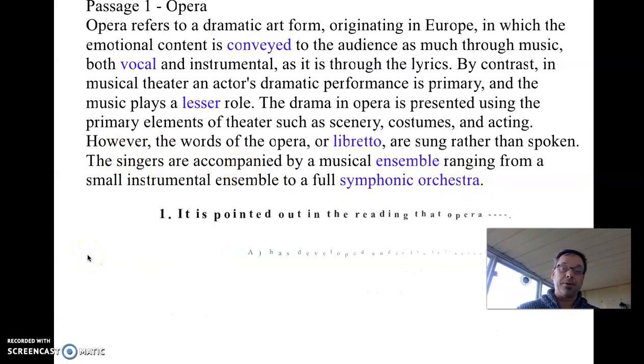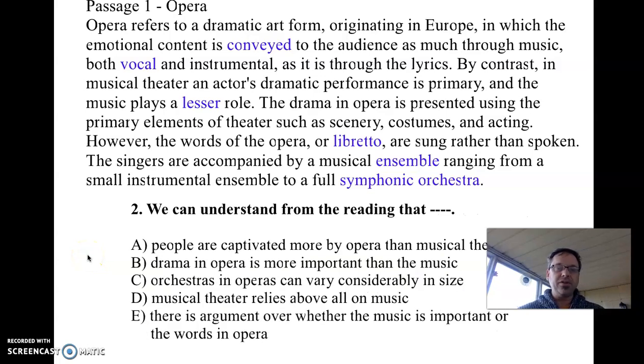And let's try the second one. Number 2, we can understand from the reading that. Go ahead and pause, figure out what the answer is.